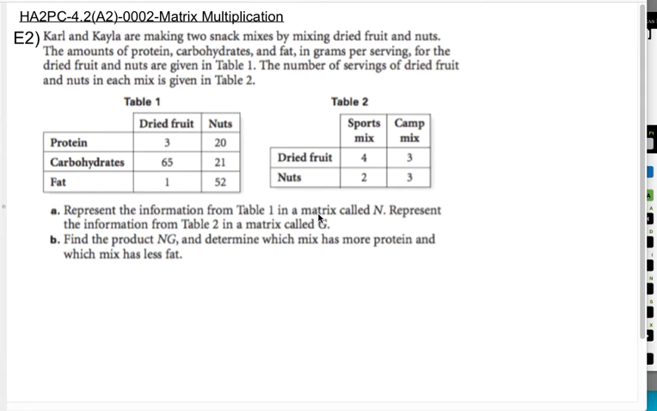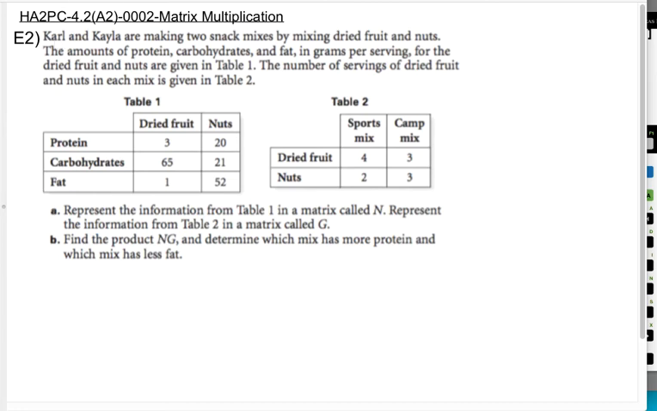Okay, so Carl and Kayla are making two snack mixes by mixing dried fruit and nuts. The amount of protein, carbs, and fat in grams per serving for the dried fruit and nuts are given in Table 1. The number of servings of dried fruit and nuts for each mix are given in Table 2. Represent the information in Table 1 in a matrix called N, represent Table 2 in a matrix called G, and then find NG to determine which mix has more protein and less fat.